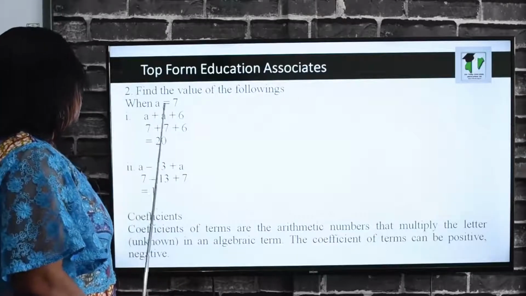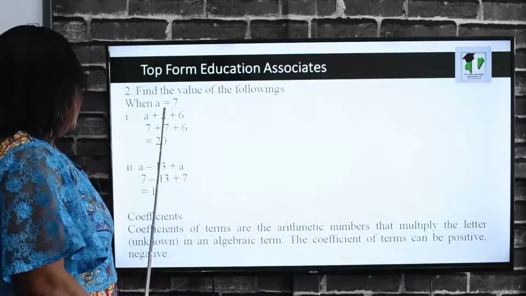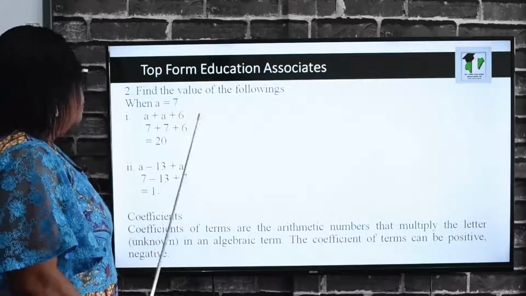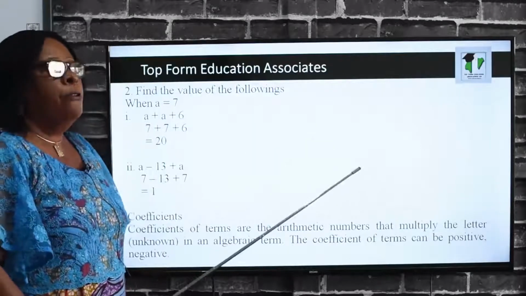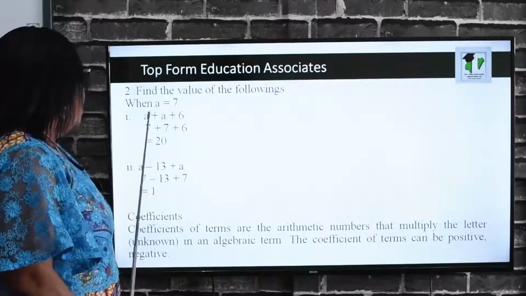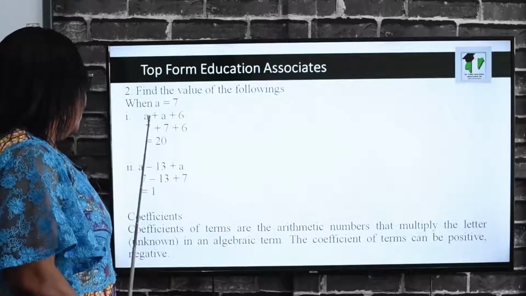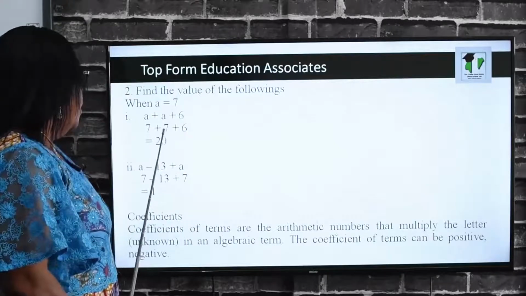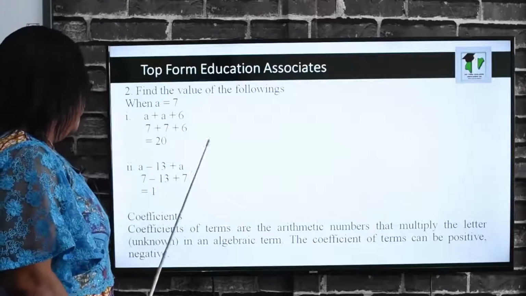Number 2. Find the value of the following when A is equal to 7. What it means is where we have A, we put 7. So in question number 1, A plus 6. For A, we put 7, plus 6. When you add, you have 13.